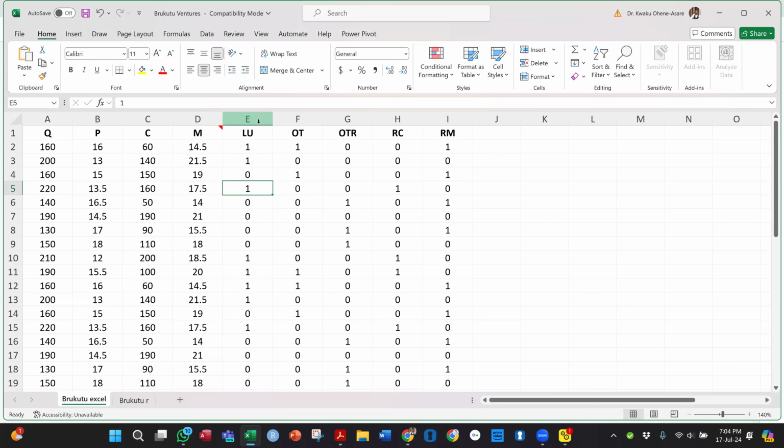So we have coded the dummy variables. So the dummy variable is LU. Please note that the column is LU. In other words, the column is urban. Anything that is not urban is 0. Anything that is urban is 1.